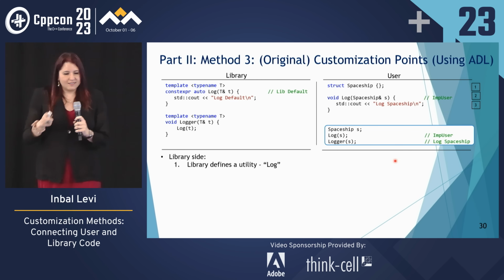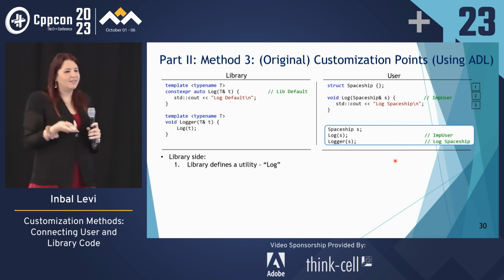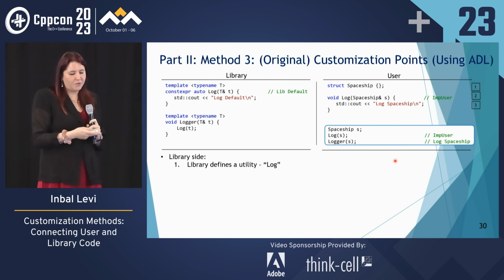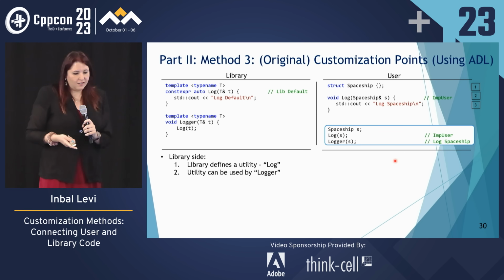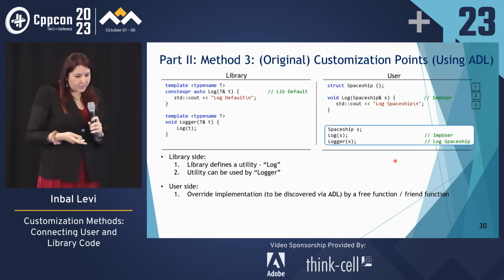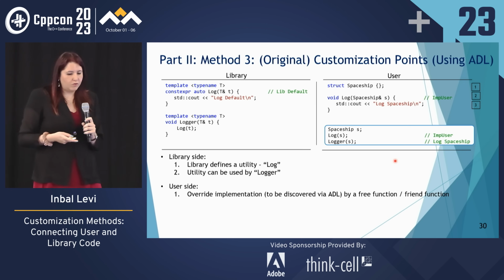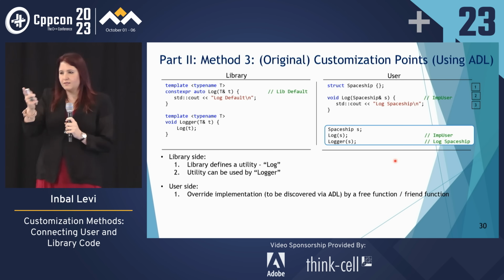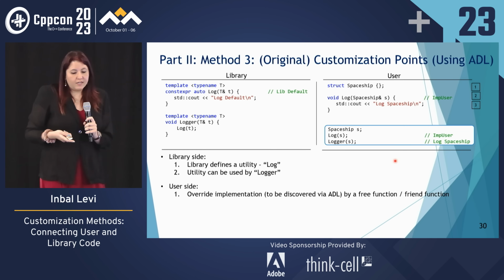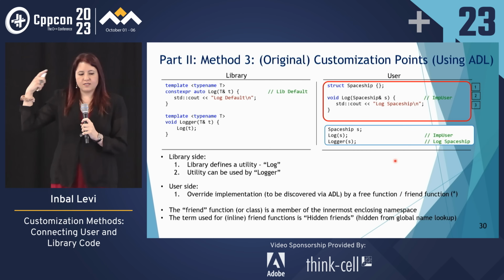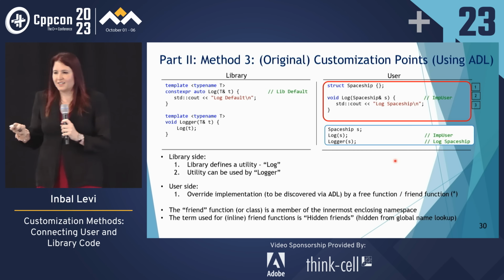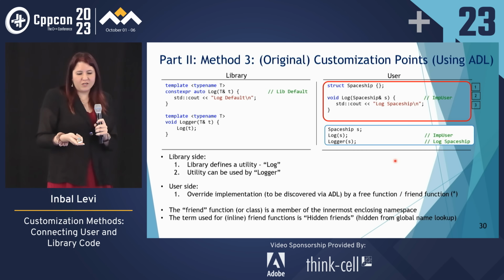So generally, let's break this thing into pieces, because I hope it helps us comprehend the problem again. We have this log function again, and we define this utility log, and utility can be used by logger. On the user side, they override the implementation to be discovered by ADL, argument-dependent lookup, either by a free function in the user's namespace, again, remember, the right side is the user namespace, or by a friend function. So the friend function is basically discovered through the enclosing namespace. That's the secret here. That's the thing that we utilize.